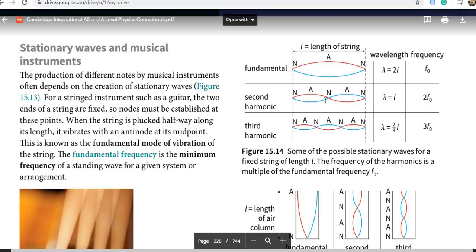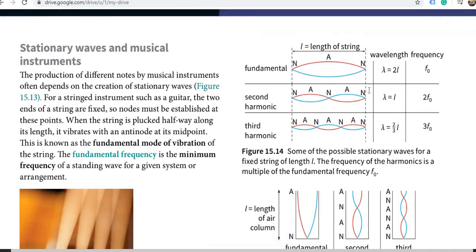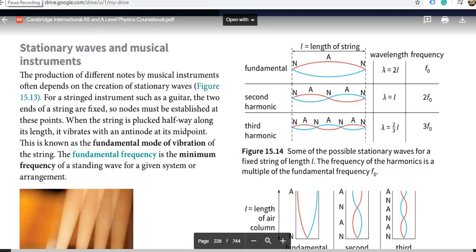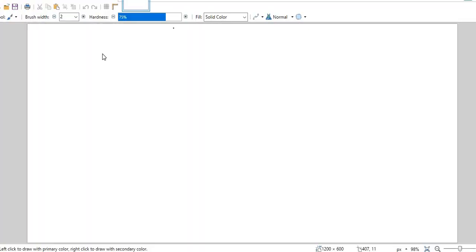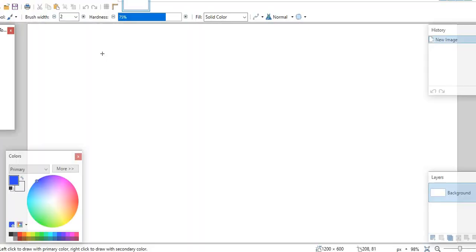See, this wavelength is half this wavelength. So if you halve the wavelength, V equals F lambda. So if you use that equation, V equals F lambda, if you halve the wavelength, the frequency will double. Okay, so we can even write it and show you. Okay, we have V equals F lambda.